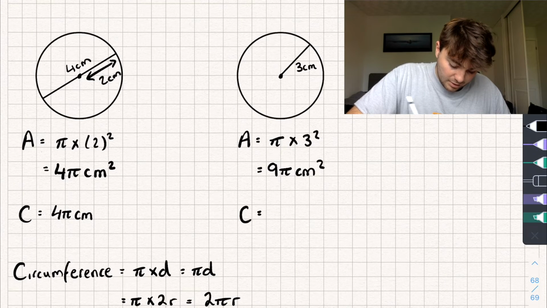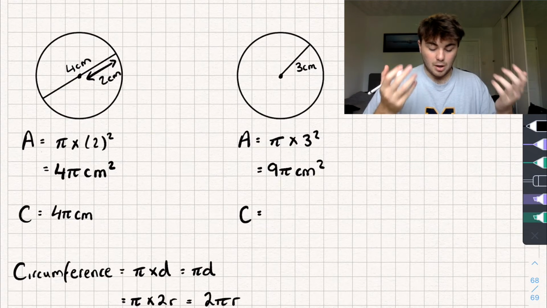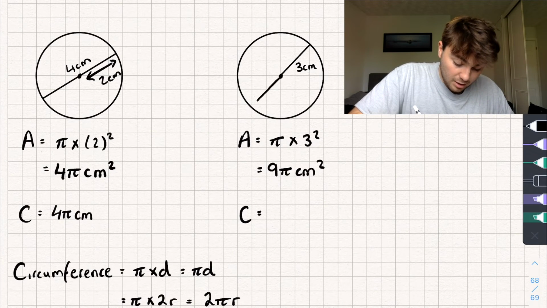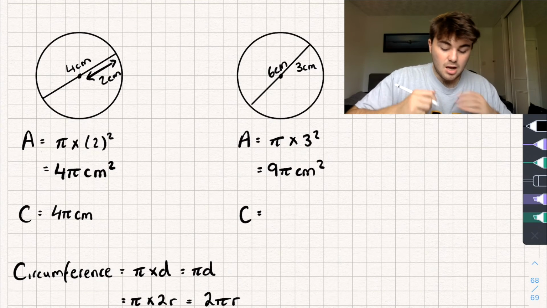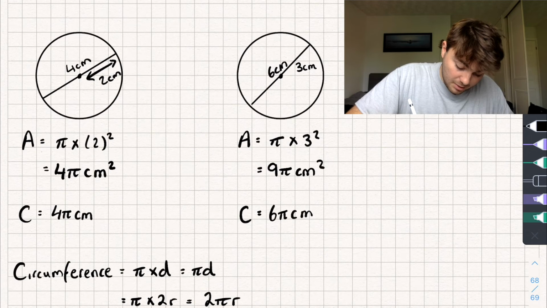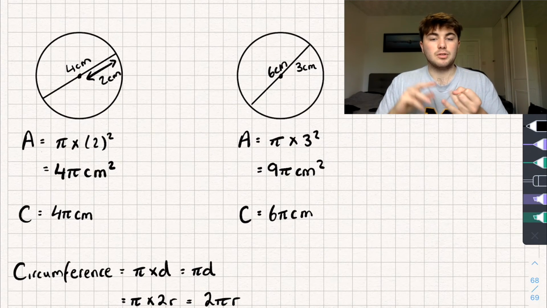Now let's look at this circle on the right. The circumference, well, that's pi times the diameter, but we've been given the radius, so if I were to double it and extend it like this, we would get the diameter, which would be 6 centimeters. So I'm going to do 6 times pi, which is obviously just 6 pi centimeters. And that's it. That's how you can find the circumference and area of a circle.